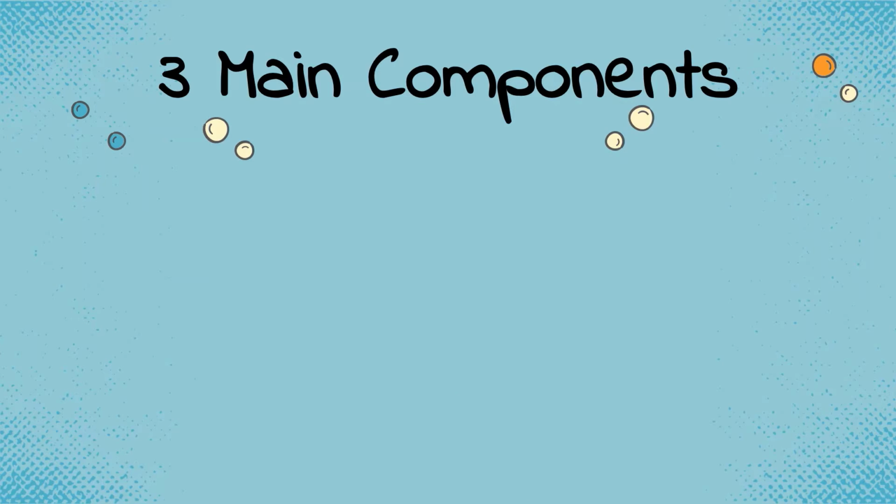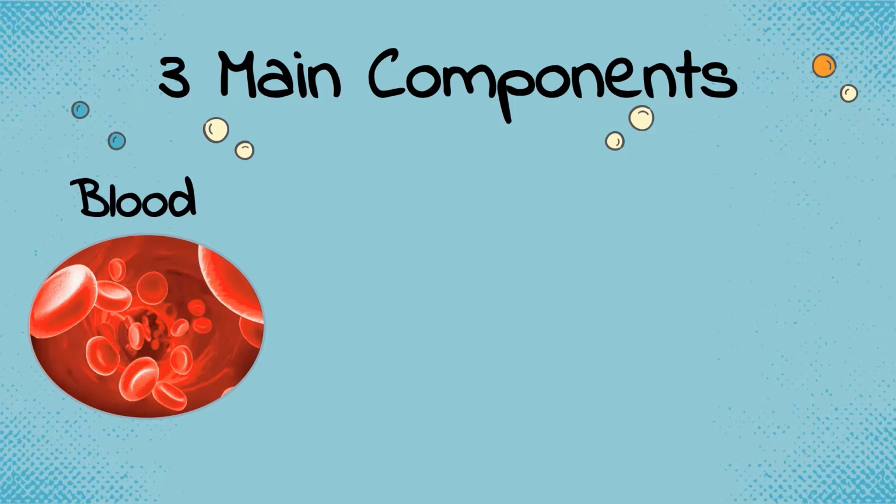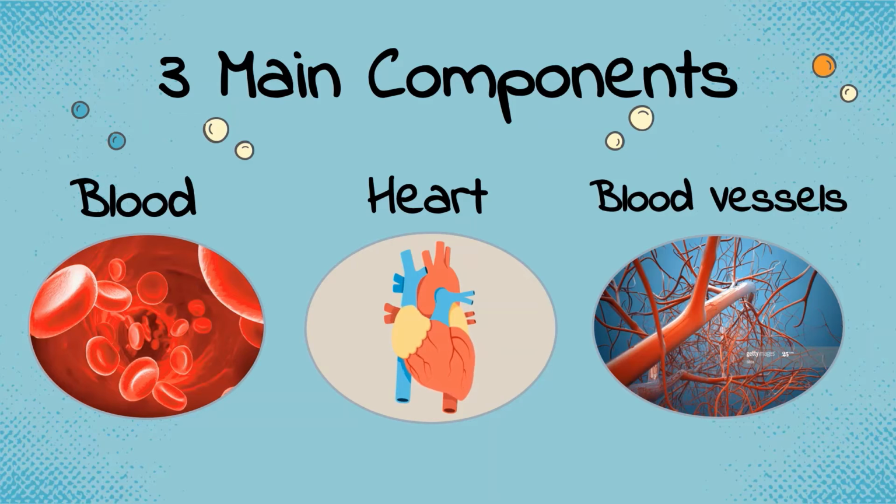Here are the three main components of the circulatory system. First is the blood, next is the heart, and lastly, the blood vessels. Let's start with the blood. Blood is the one that carries materials like oxygen and nutrients throughout the body. Next is the heart. Heart is the one that pumps the blood throughout the body. And lastly, blood vessels. Blood vessels are the one that carries the blood throughout the body.